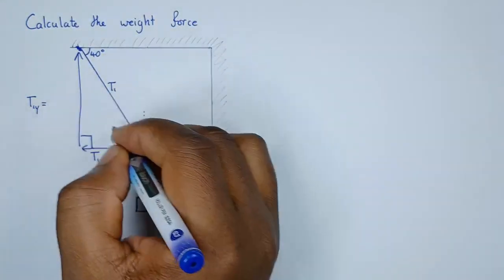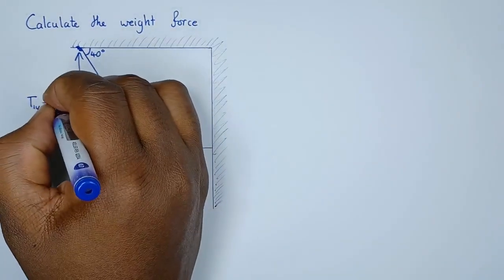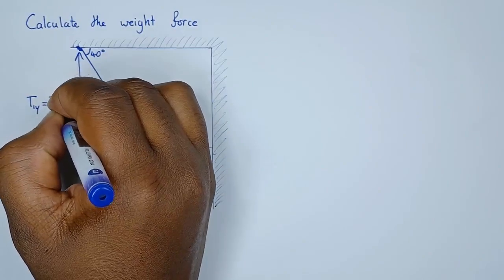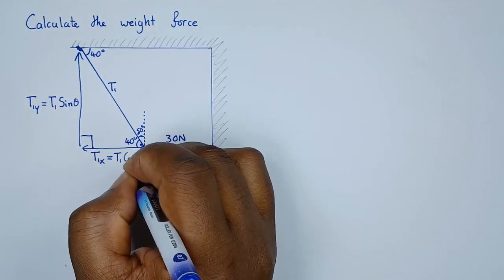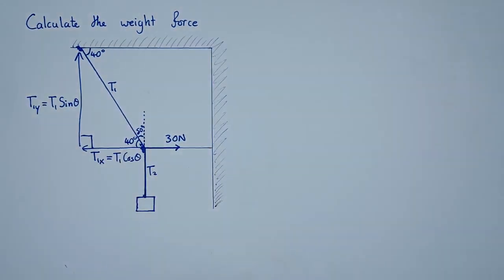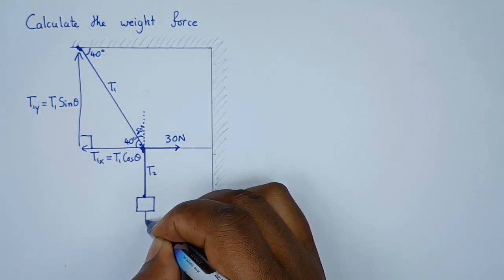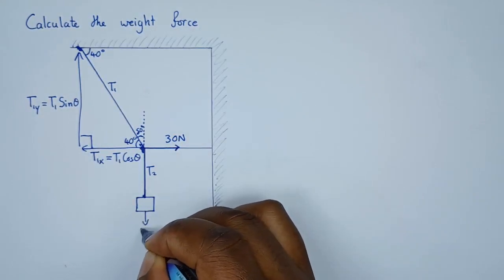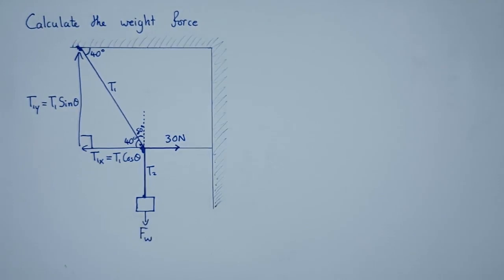So according to SOHCAHTOA, for the opposite, we're going to be using a sine. So this will be T1 sine theta. This one here will be T1 cos theta, like that. Now remember, since this is T2, we're looking for the weight force, which is this one that we have here. So we're looking for this weight. So let's sum the forces in the x, we sum the forces in the y, and we see how it reduces.